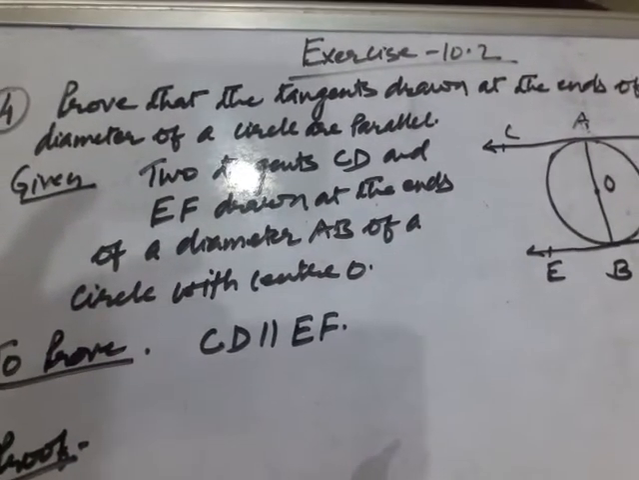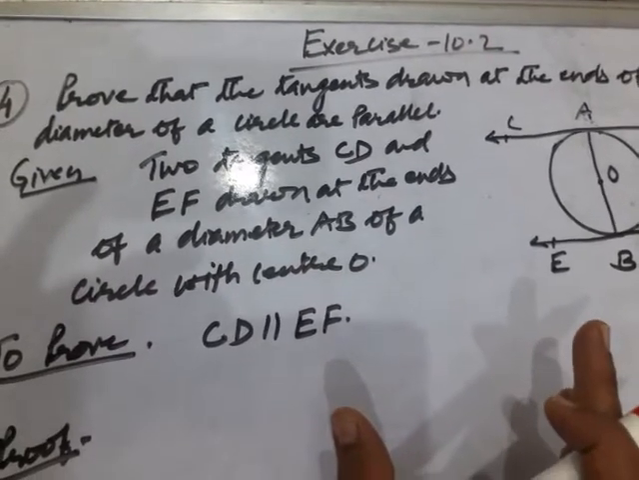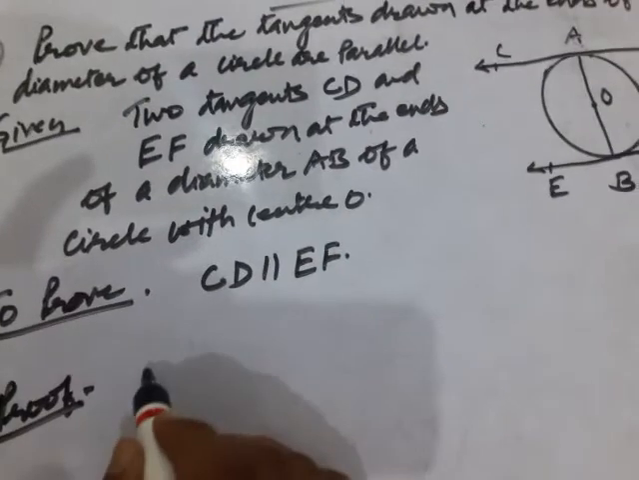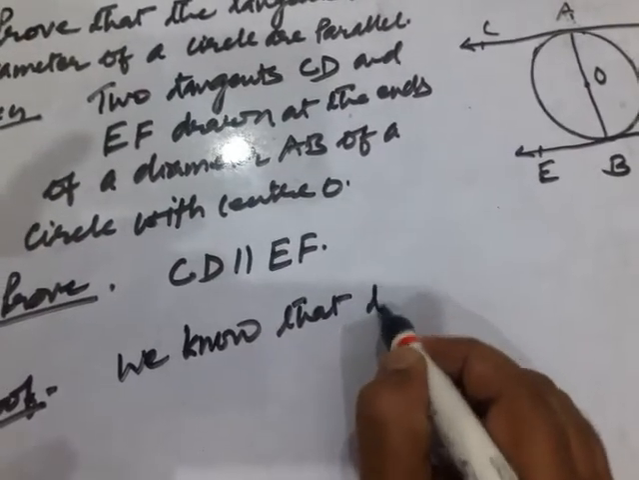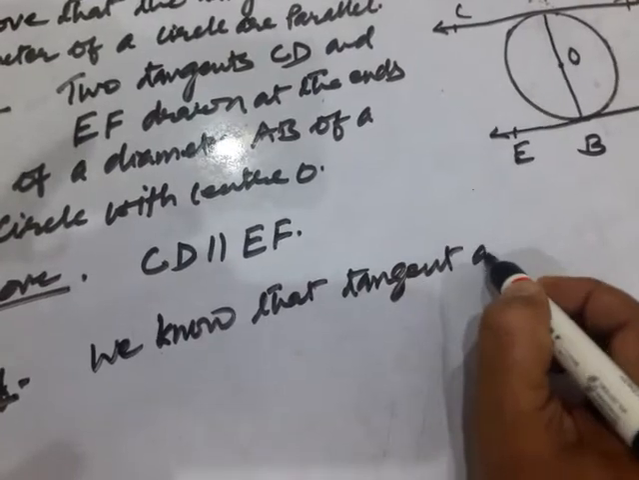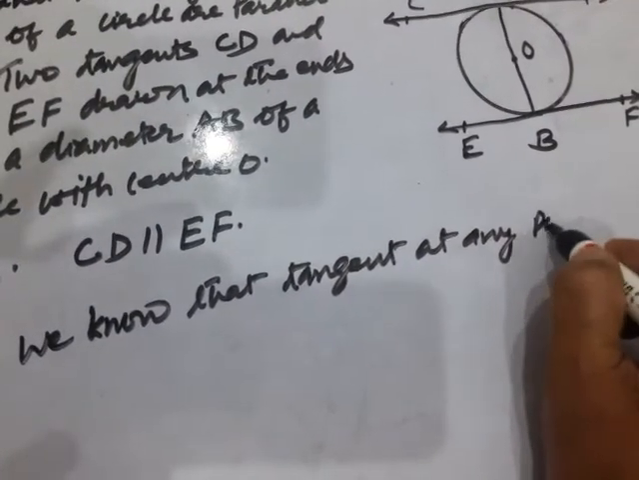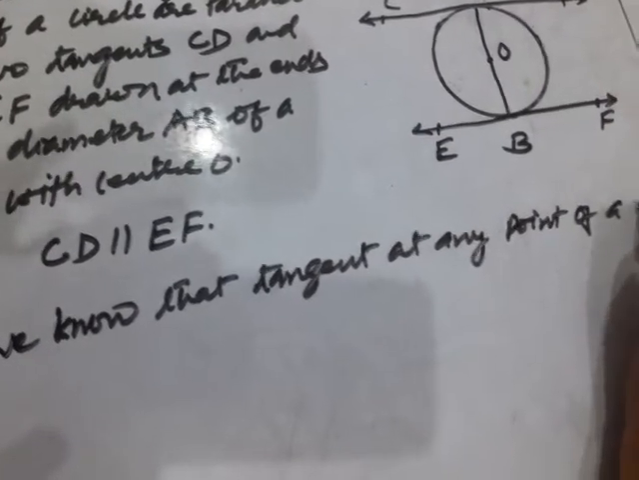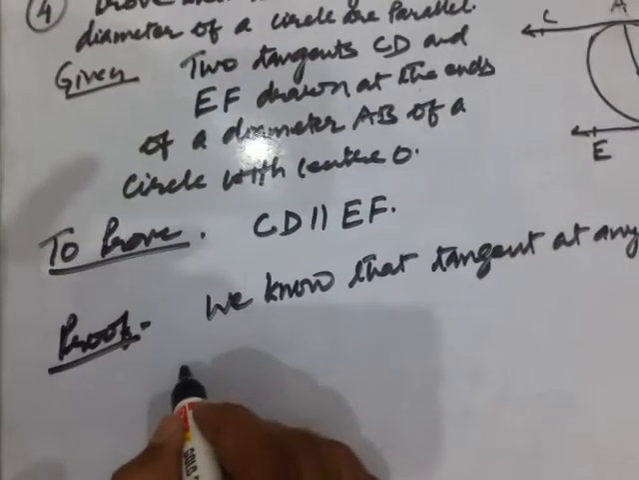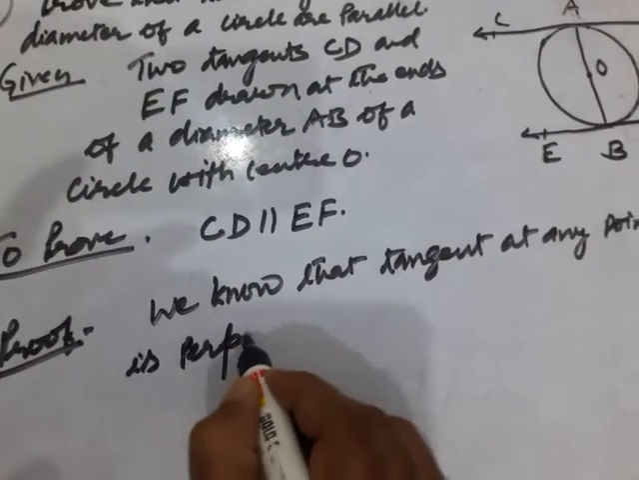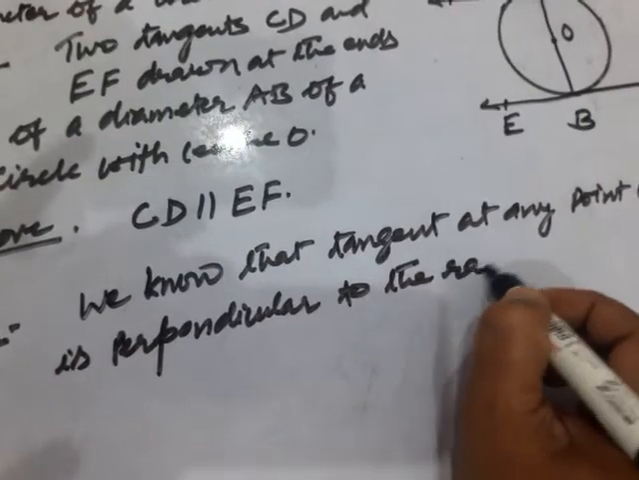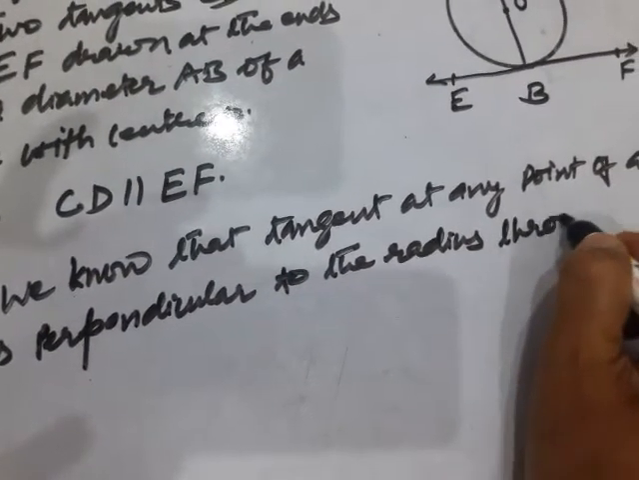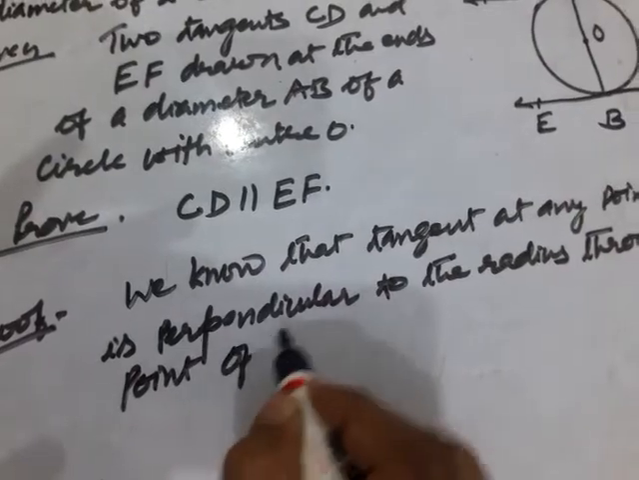Children, see, what do we know? We know that the tangent at any point of a circle is perpendicular to the radius through the point of contact. Clear?